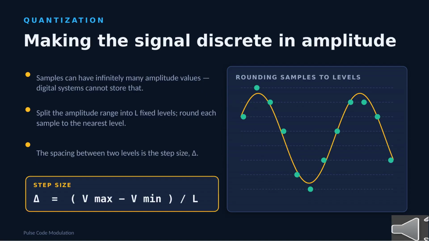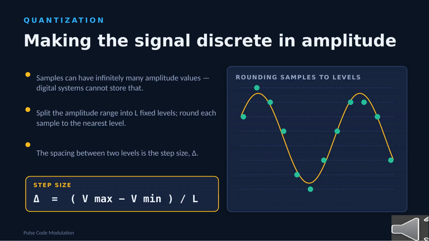After sampling, the second step is quantization. After sampling, each sample can still have any amplitude value, and there are infinitely many possibilities. A digital system cannot handle infinite values. So in quantization, we divide the entire amplitude range into a fixed number of levels. Let us call this number capital L. Then every sample is rounded off to the nearest available level.